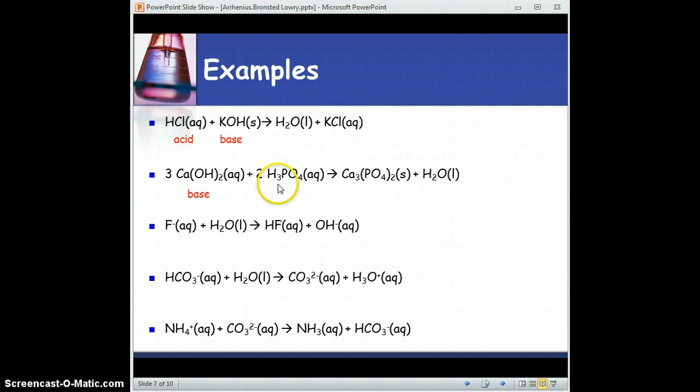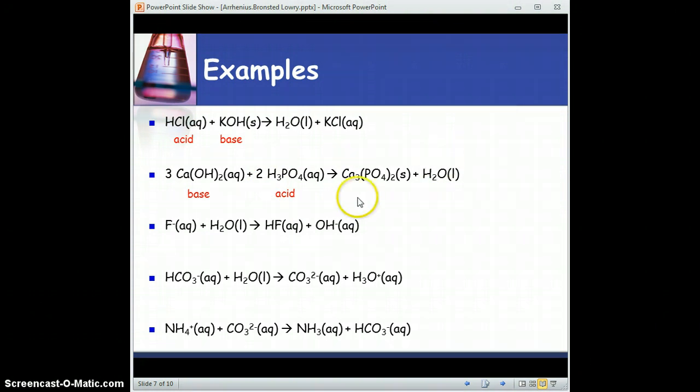On this side, our anion is PO4, phosphate, so this is phosphoric acid. We take the phosphate and look here. It has 3 H's, and here it lost all 3 of them, so it's the one losing protons. That's what makes it an acid. Acids lose, bases gain.